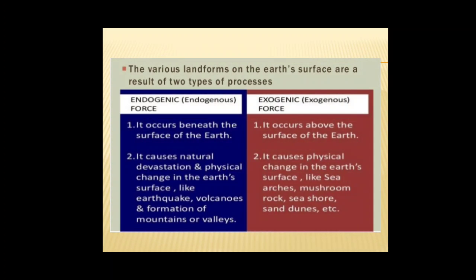The various landforms on the Earth's surface are a result of two types of processes, as I told you, internal process and external process. Here they are mentioned as endogenic force and exogenic force. Endogenic force occurs beneath the surface of the earth, that is the internal process. Exogenic means it occurs above the surface of the earth, that is the external process. Endogenic force causes natural devastation and physical change in the Earth's surface like earthquakes, volcanoes, and formation of mountains and valleys. External force causes physical change in the Earth's surface like sea arches, mushroom rocks, seashores, sand dunes, etc.